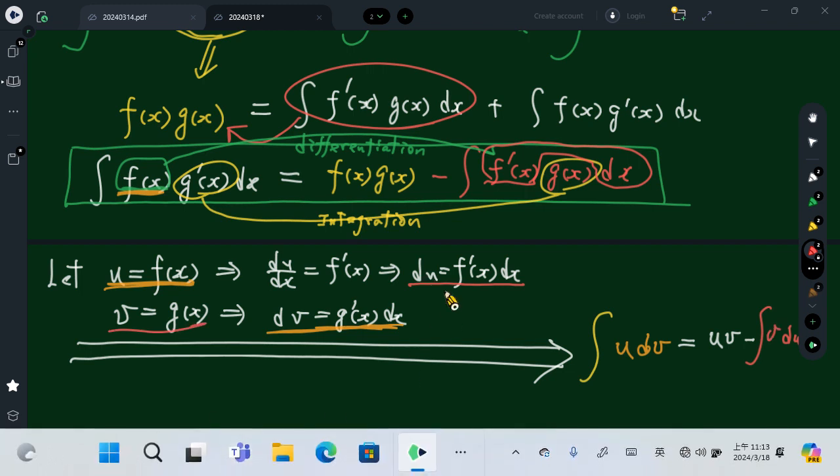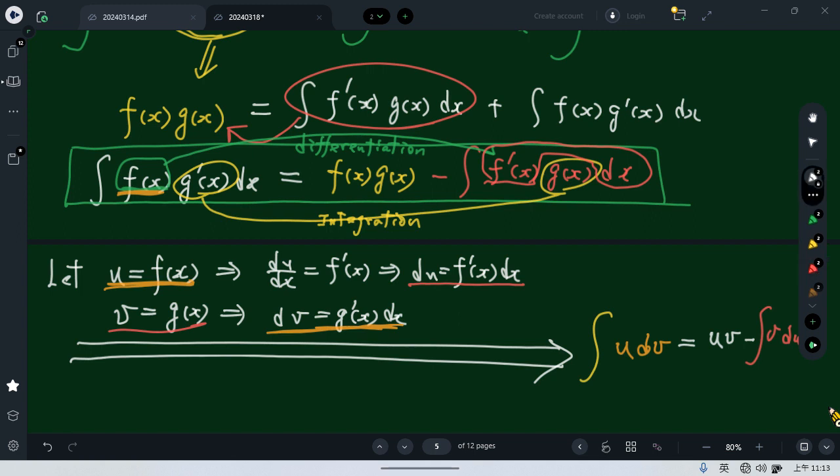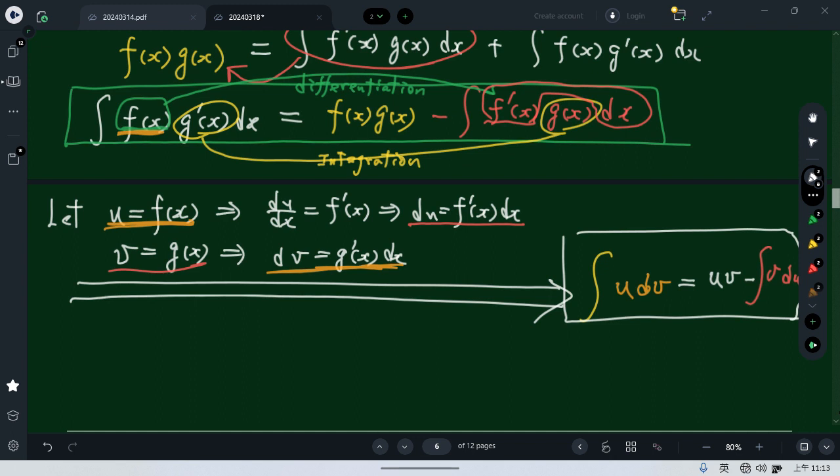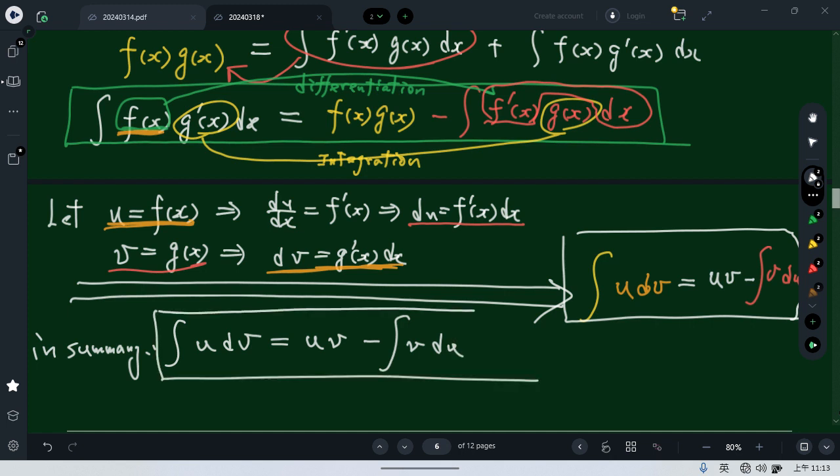So finally, please keep this in your mind. In summary, the integral of u dv should be u times v minus the integral of v du. This is a very important result. So we just take a 10 minute break and then come back to the classroom.